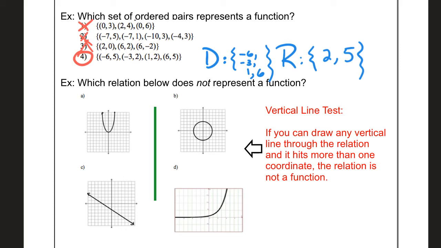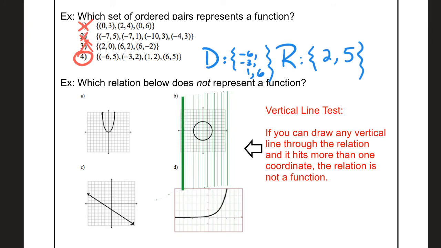Sometimes textbooks will call this the pencil test. A vertical line is an up and down straight line, perfectly straight. And basically how the vertical line test works, you don't literally have to do this, it's more so imagining mentally. I know I'm able to do it with some of the tools on my iPad here.